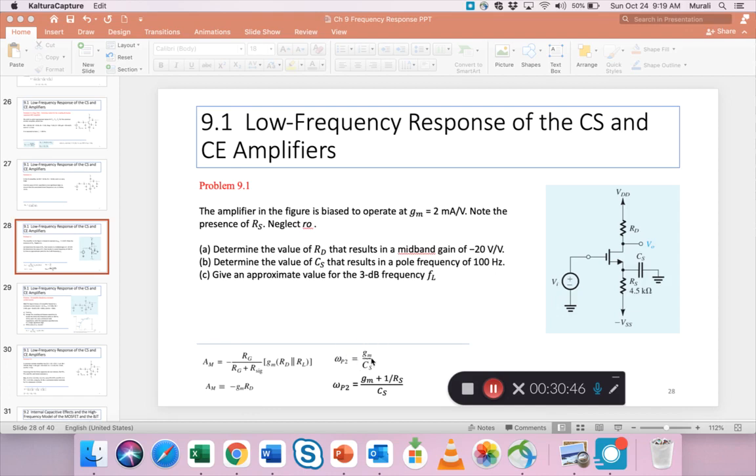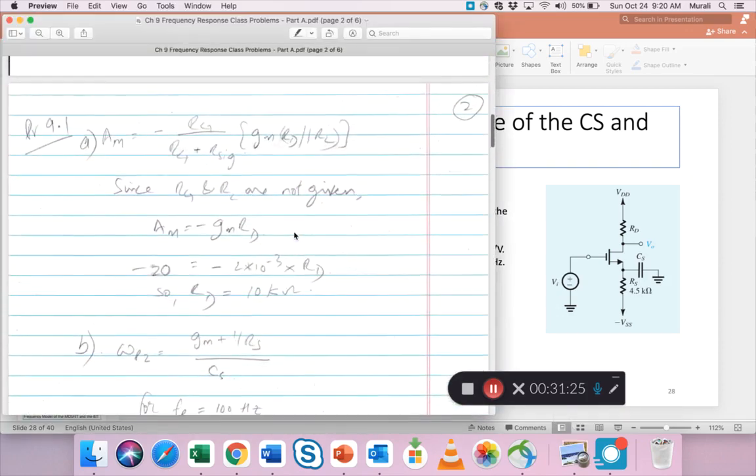Then omega p, of course, you can find. This is 1 by RC, and gm is 1 by R for 2 milliamps per volt. So from there you can find omega p2. Again, if a source resistance is given, then I told you that the formula modifies slightly. So it becomes gm plus 1 by RS, by CS. So in this case, because RS is given, we'll use this formula. Okay? All right, so with all that background, let's see how to solve 9.1.